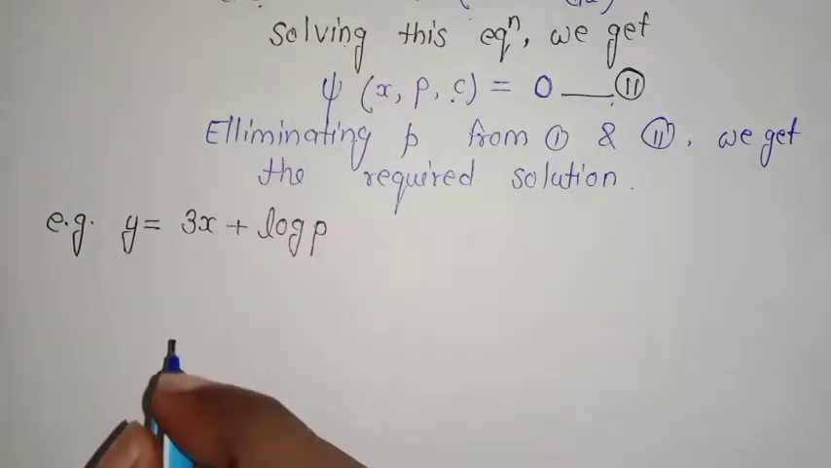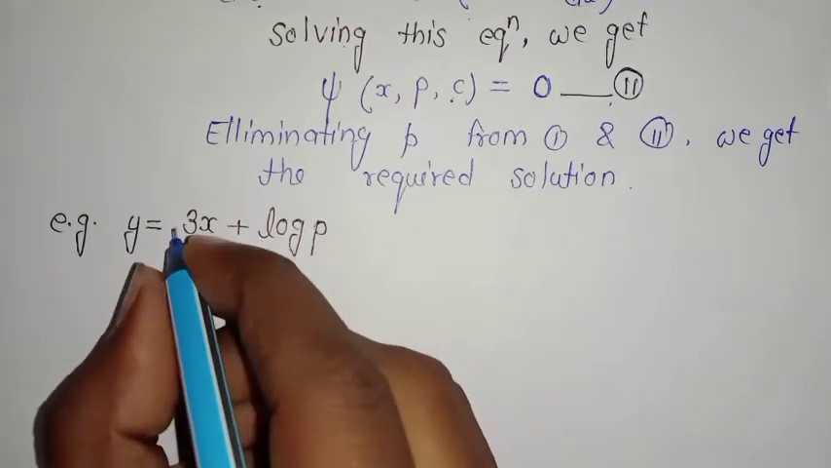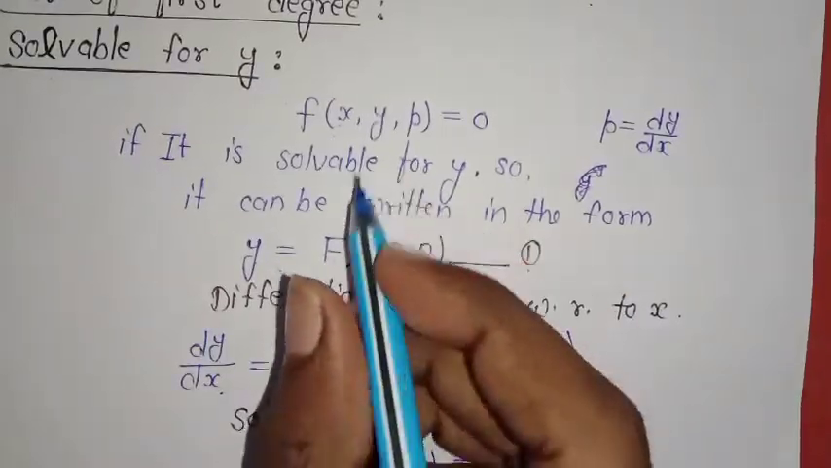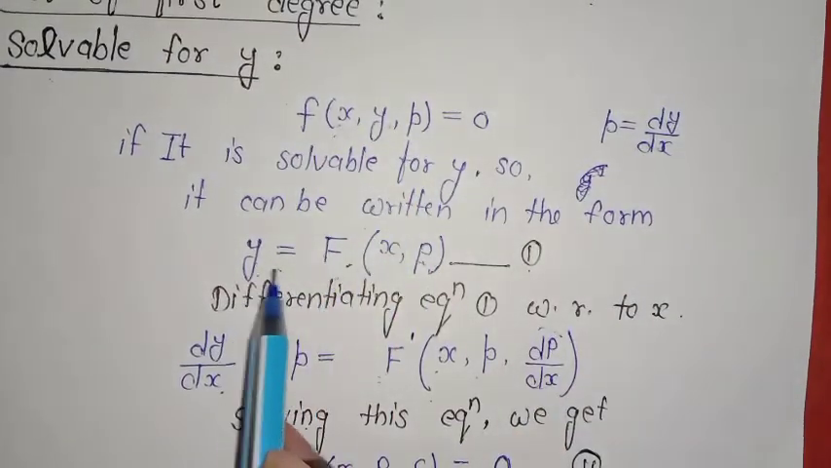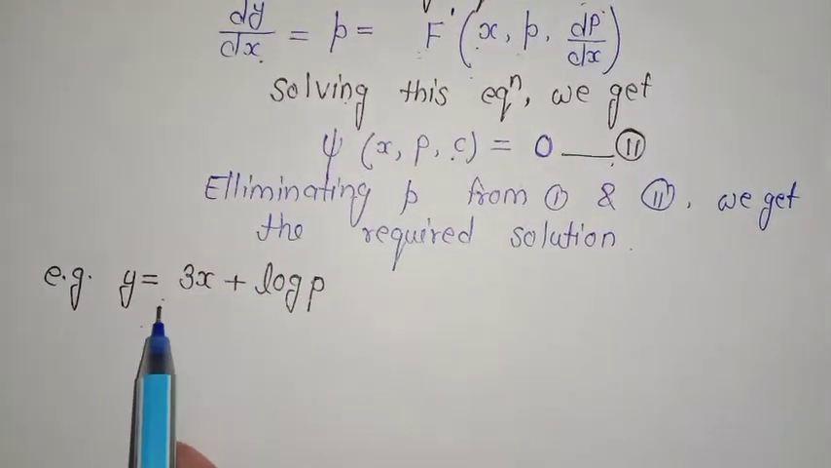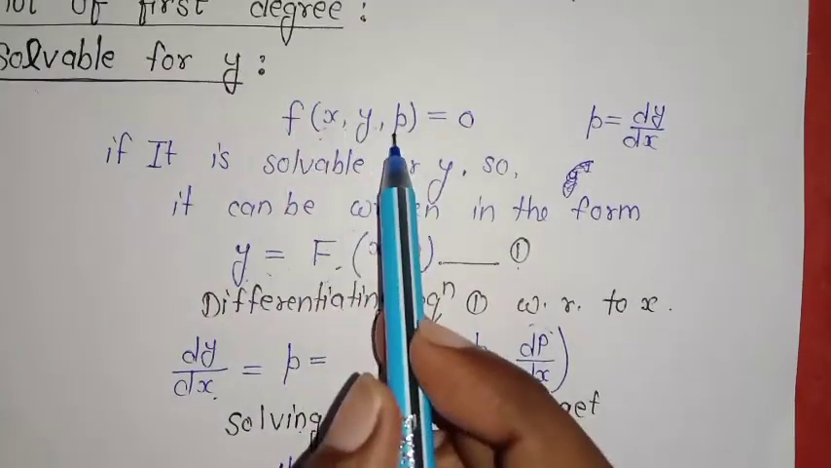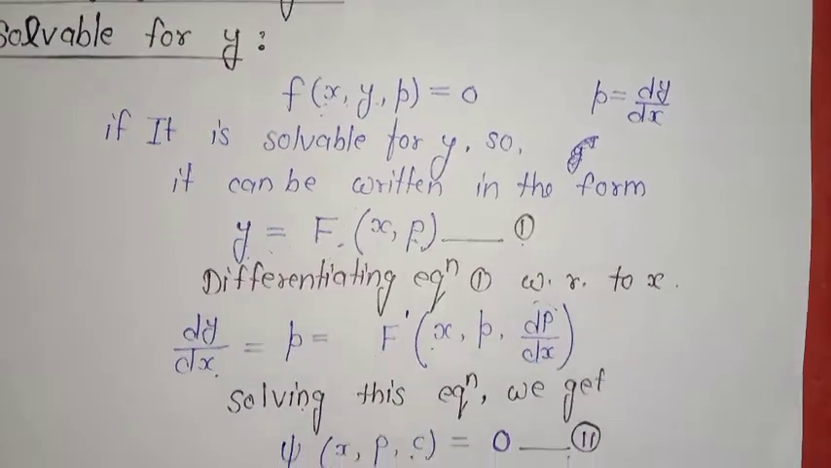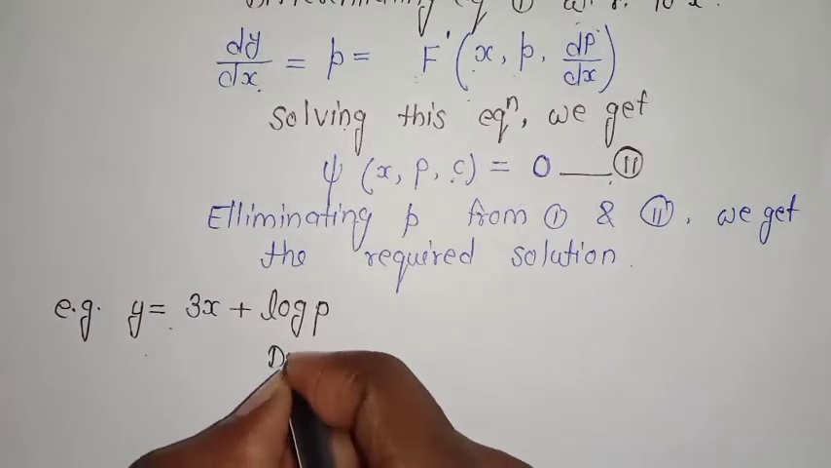What was our first method? Students, you can see that here this was the function of x, y, p. Then we take y at one side and other terms at one side, but it is given in this form. So we have no need to do the second step, as it is already in that form. So we will directly differentiate it with respect to x. So I am going to differentiate it with respect to x.